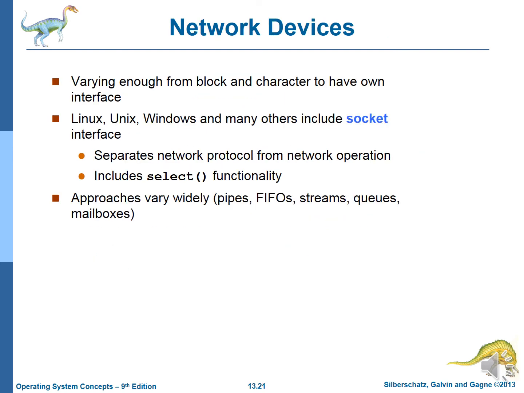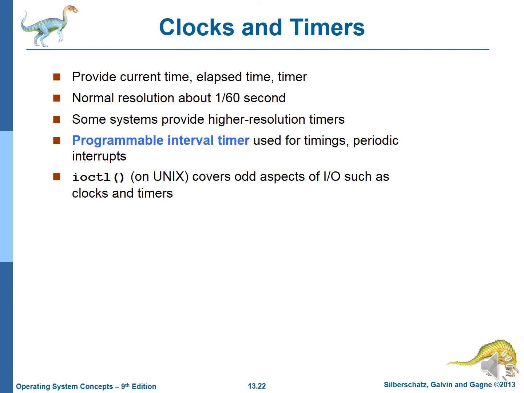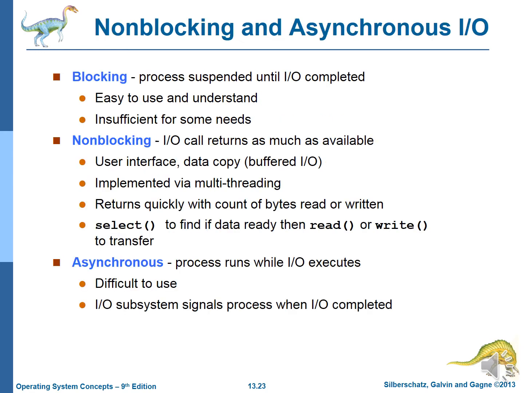Network devices use sockets. The socket is the endpoint of communication. It has pipes, FIFOs, first in first out, streams and mailbox. Clocks and timers: it has the current time, elapsed time and timer. Programmable interrupt timer is used for timing, periodic control. IOCTL is used for clocks and timers.